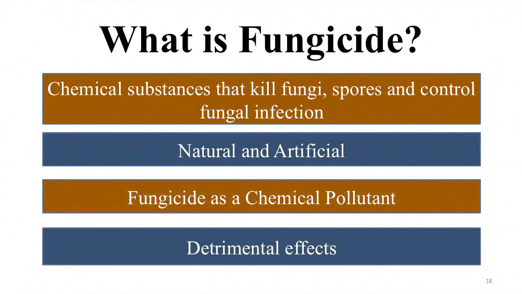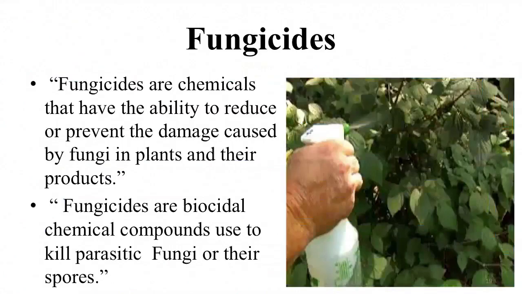So there are various detrimental effects of these fungicides on our surroundings, on human health, on animal health, and plant health, etc. A few consequences are given in the present lecture. So basically, we can say that fungicides are chemicals that have the ability to reduce or prevent the damage caused by fungi in plants and their products. So these are chemical compounds which are usually used to kill parasitic fungi or their spores.